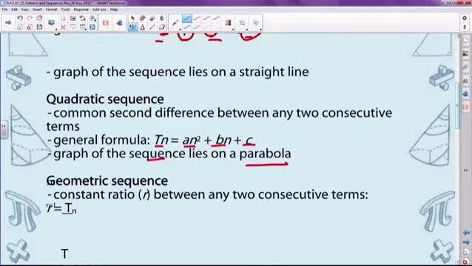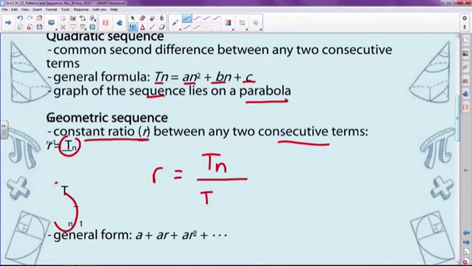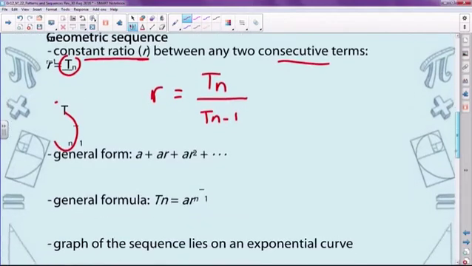Now, when we look at a geometric sequence, which again you deal with in grade 12, you'll see that there's a constant ratio r between any two consecutive terms. And I must apologize here, everything has moved all over the place. But basically, to work out your ratio, it's your term n divided by the term just before it, so divided by term n minus 1, and that's how you would work out the constant ratio. Obviously, that will be the same throughout a geometric sequence.